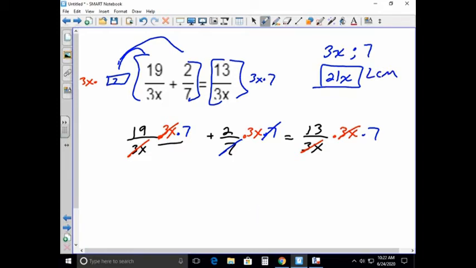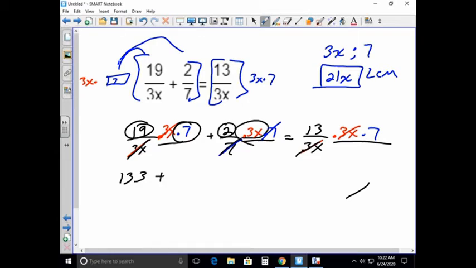So notice every term got multiplied by the same stuff: 3x times 7, or 21x. And that canceled out this denominator. The 7 canceled that one. The 3x canceled that one. So to see what we have left, we have 19 times 7. Let's see, 133. We have 2 times 3x. And on the other side, we have 13 times 7.